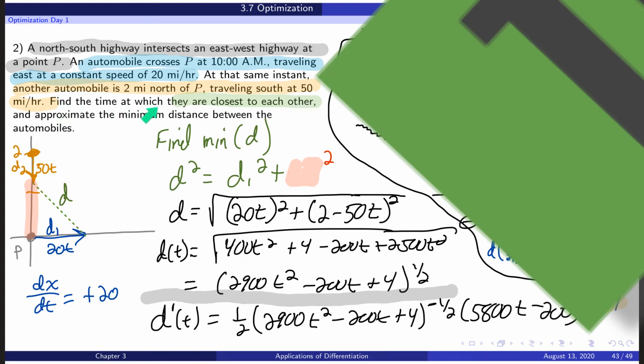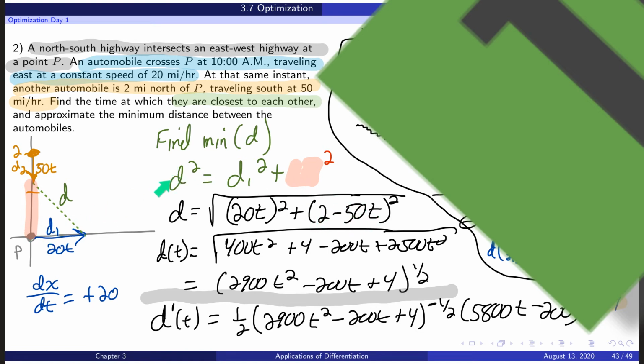Find the time at which they are closest to each other and approximate the minimum distance between the automobiles. So as the second car travels south and as the first car travels east, there's a distance between them, so I drew that line there. In order to find that distance, we're going to use the Pythagorean theorem. I know this distance. I get this one by saying, well, the whole thing is 2, and it's traveled 50 times t, so the red highlighted distance is 2 minus 50t. So that's a little bit tricky.